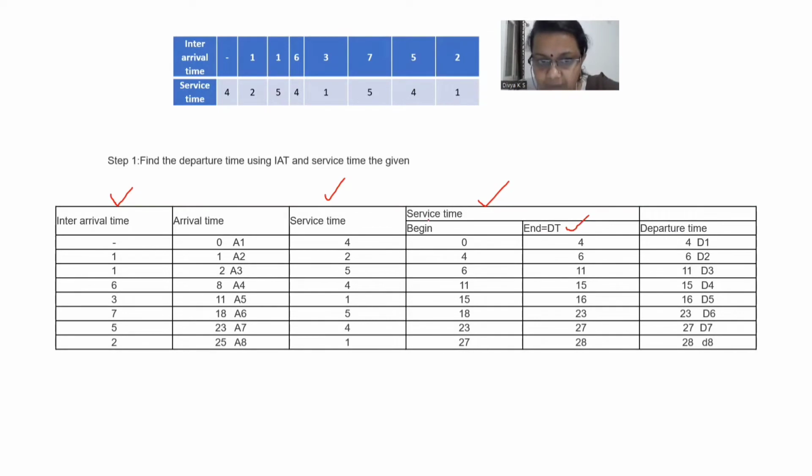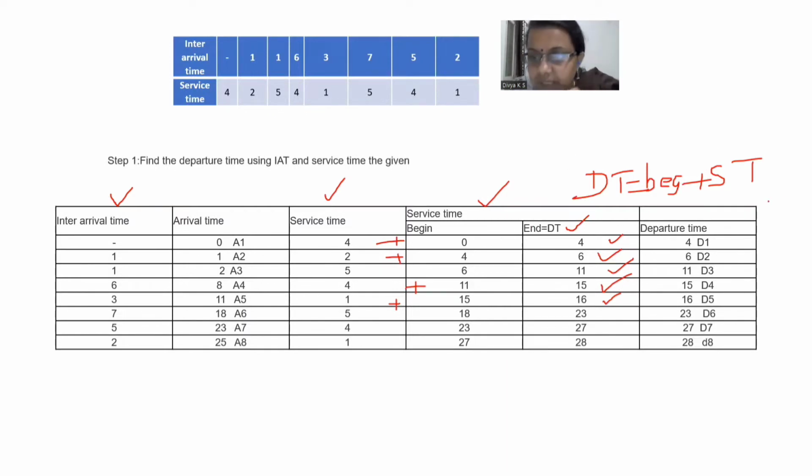And what will be the next person's starting time? Okay. So the DP formula is begin plus service time. We can write the formula as DP equal to begin plus service time ST. Okay, so 4 plus 0, 4. Next 2 plus 4, 6. 6 plus 5, 11. 11 plus 4, 15. Then 15 plus 1, 16. Then 18 plus 5, 23. 23 plus 4, 27. 27 plus 1, 28. Like this we write the departure timing.